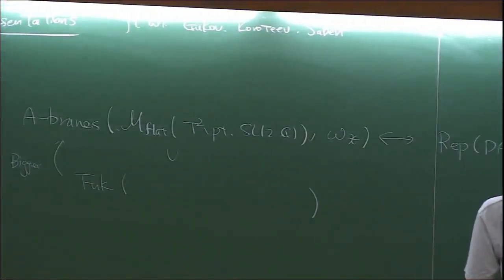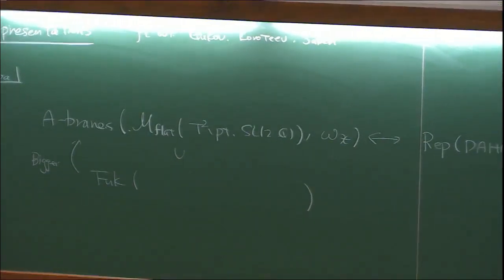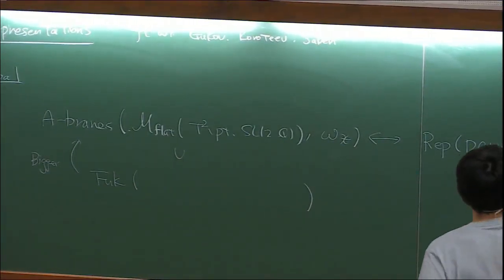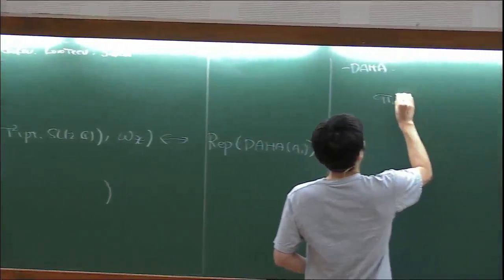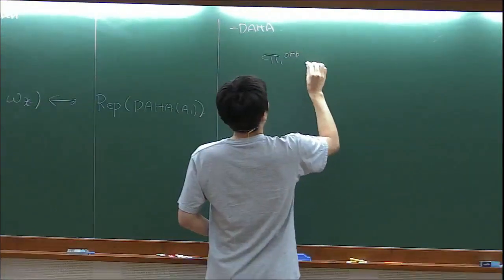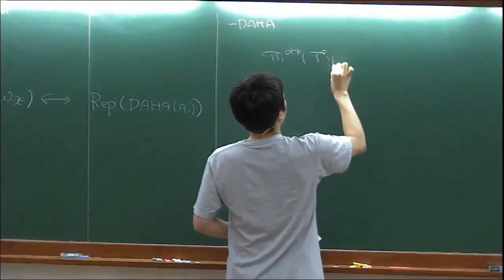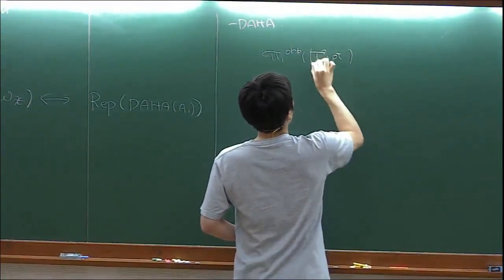So let's start with the first part. Let's consider the DAHA. What is DAHA? DAHA is the acronym of double affine Hecke algebra, which may sound intimidating to physicists, but there is a clear topological interpretation. We start with the orbifold fundamental group of the punctured torus, the one-punctured torus, mod Z2.